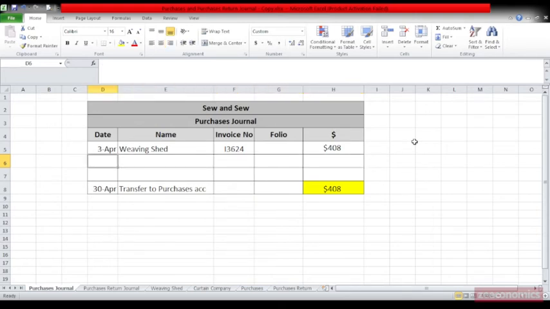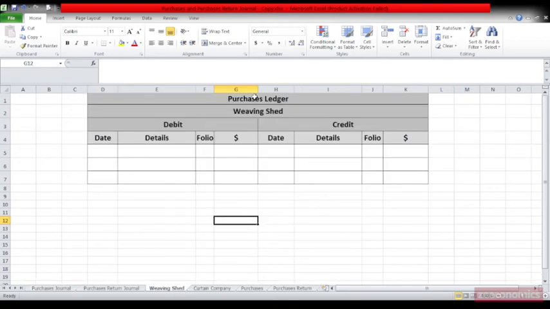Now we have listed our first transaction. Next, we proceed to the double entry. We move to the supplier's account, the weaving shed here. This is the purchases ledger, the weaving shed account. Like I told you before, the supplier is a liability here, because the customer made a purchase on credit from the supplier. Therefore, the customer's liabilities will increase.